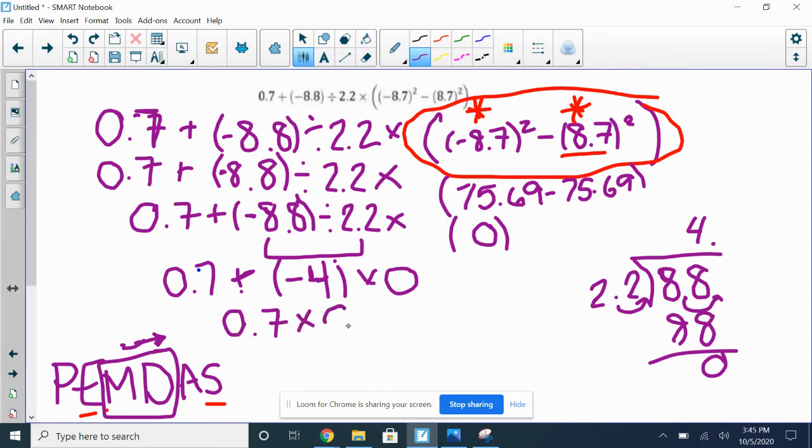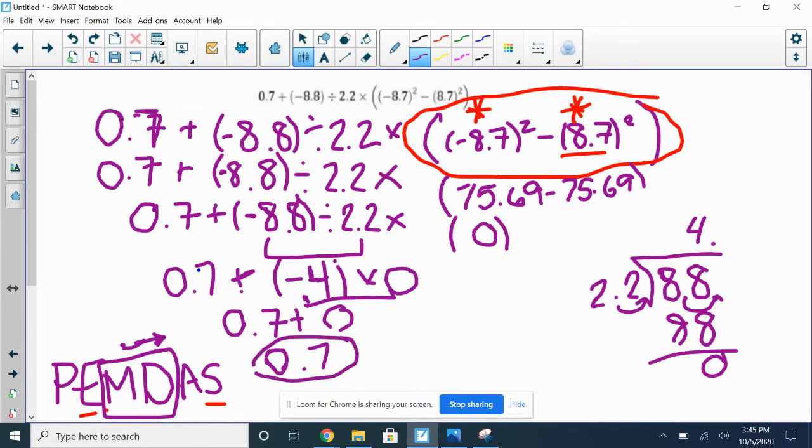times 0. Oh, sorry. I copied that wrong. This is addition, not multiplication. So we multiplied these to get our 0, and we're going to bring down addition and not multiplication. And 0.7 plus 0, anything plus 0 is itself. So we're left with 0.7.